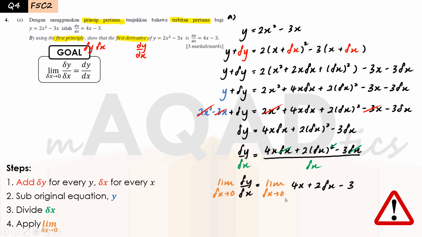So what we are going to do on the right side is, for everything which is delta x, which is this one, we are going to change it to 0. Because this limit says that delta x must approach 0. So for everything which is delta x, we need to change it to 0. Okay, so on the right side, we are left with 4x minus 3 only, which is the result that we need to show. Okay, and since we achieved this already, this will become dy over dx. Okay, and this would be the first principle method way.